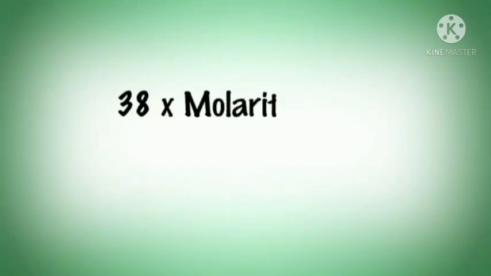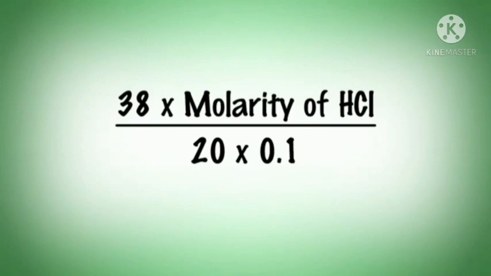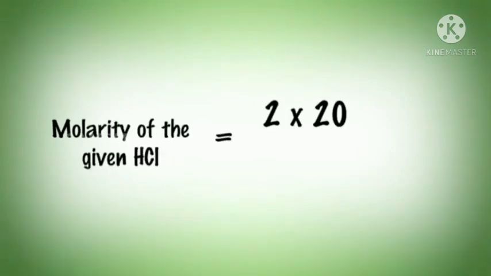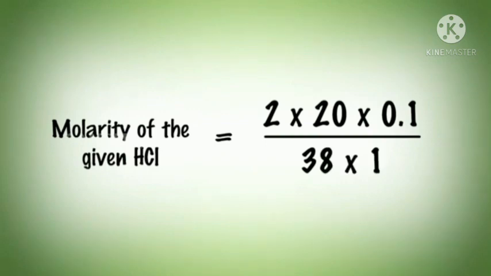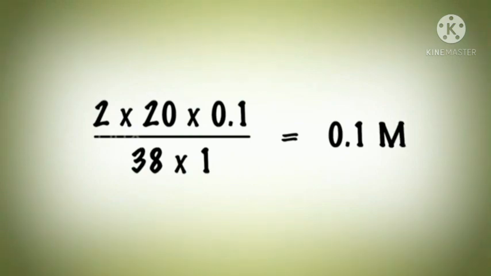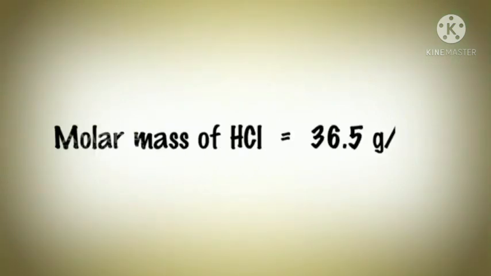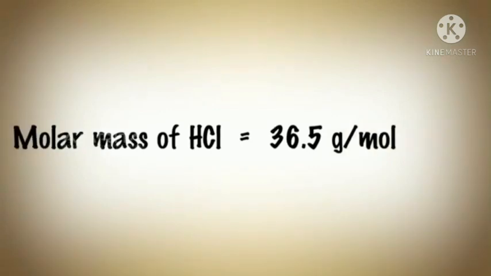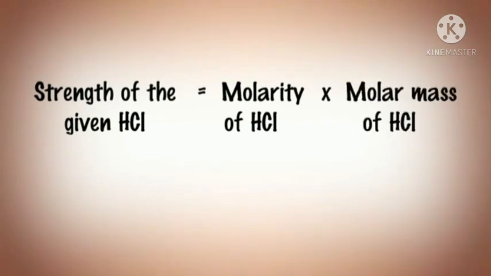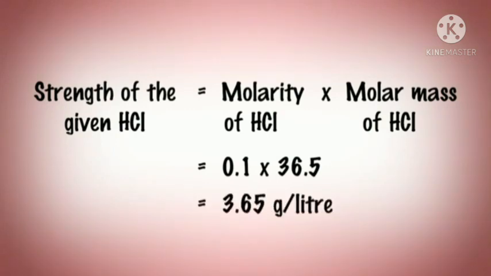That is 38 into molarity of HCl divided by 20 into 0.1 is equal to 2 divided by 1. Therefore, molarity of the given HCl is equal to 2 into 20 into 0.1 divided by 38 into 1. This gives you 0.1 molar. Molar mass of HCl is equal to 36.5 grams per mole. Therefore, the strength of the given HCl is equal to molarity of HCl into molar mass of HCl. That is 0.1 into 36.5, which gives you 3.65 grams per liter.